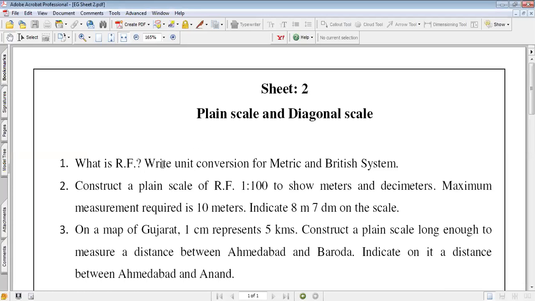Anyone? Representative factor. What is that? Dimension of drawing by dimension of object. Correct. Drawing size by actual size. Correct. So you need to write that definition.